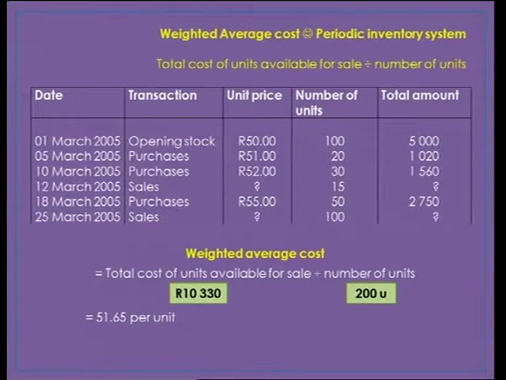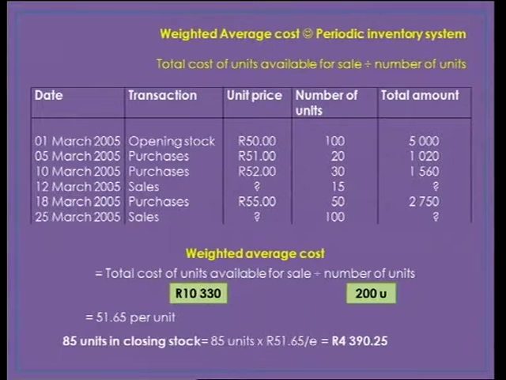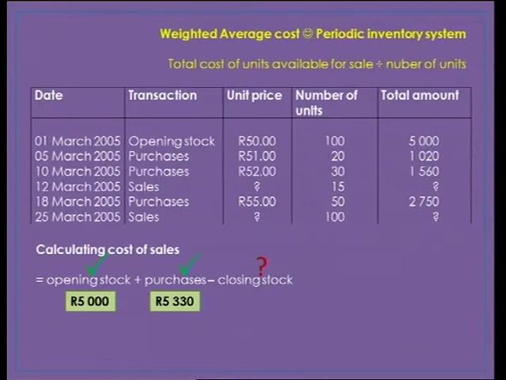So now we can go and we can calculate that value by saying 85 units, closing stock, number of units, times the average price, because we're using the weighted average method, is 4390.25. Okay, can we now calculate the cost of sales?